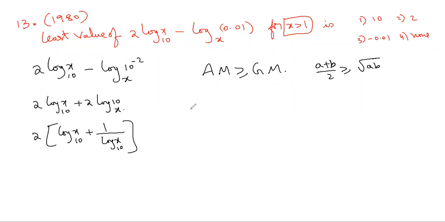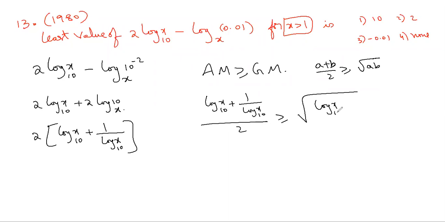So if you use that logic, then (log x base 10 plus 1 by log x base 10) by 2 is greater than or equal to the root of log x base 10 into 1 by log x base 10. So you get this value as 1. So log x base 10 plus 1 by log x base 10 is greater than or equal to 2 times this root 1, which is 2.